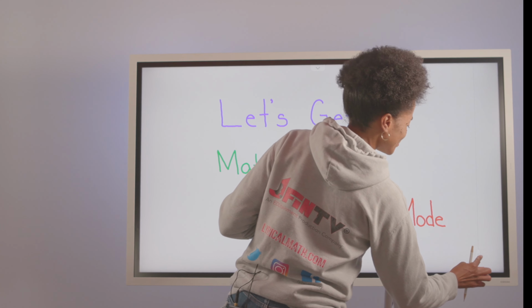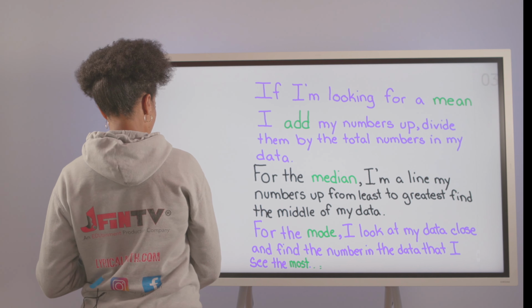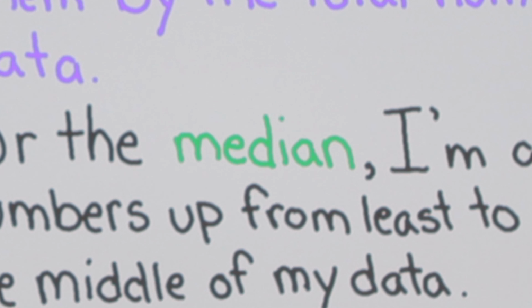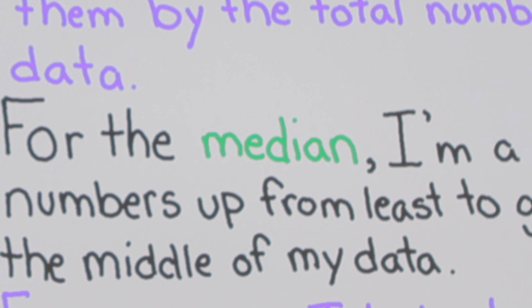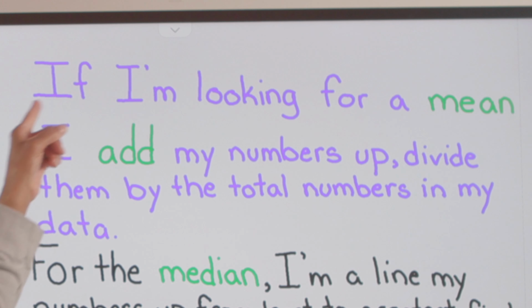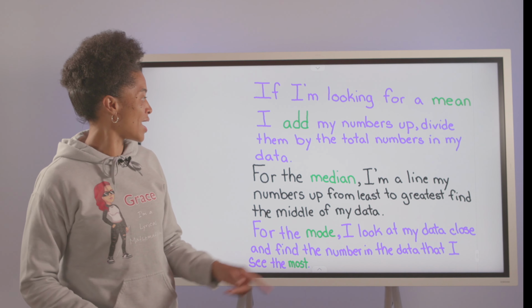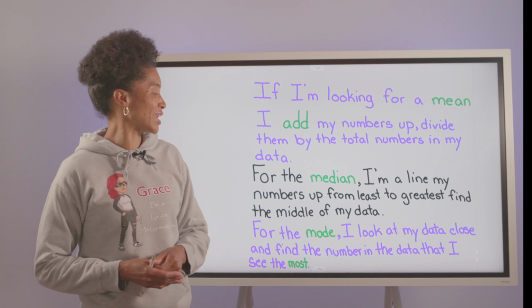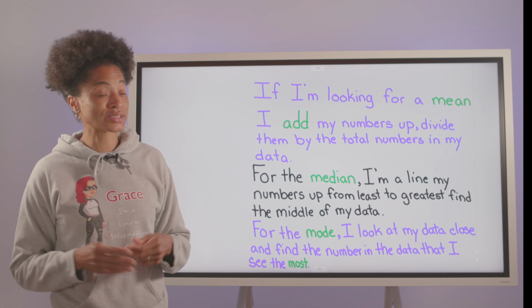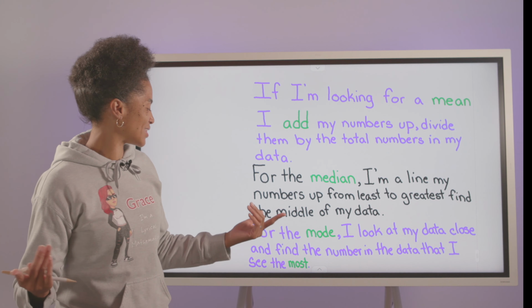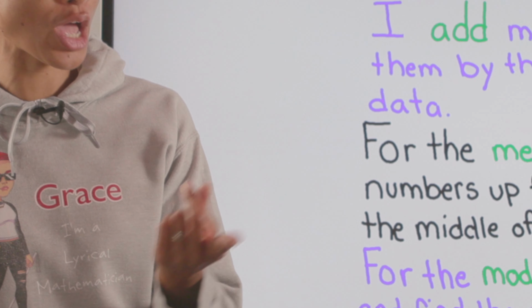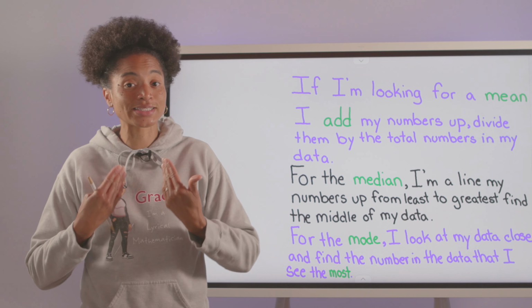Let's get to the center. I'm with it. Mean, median, and mode. If I'm looking for the mean, I add my numbers up. Divide them by the total numbers in my data. For the median, I'ma line my numbers up from least to greatest, find the middle of my data. For the mode, I look at my data close and find a number in the data that I see the most. Either through the mean or median or mode, I'm getting to the center of the data.